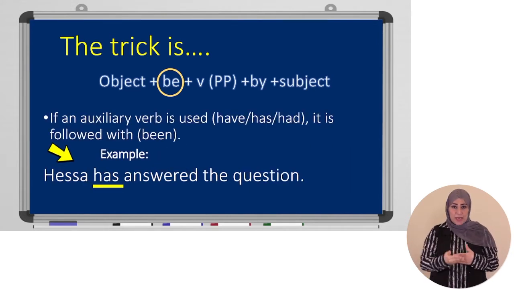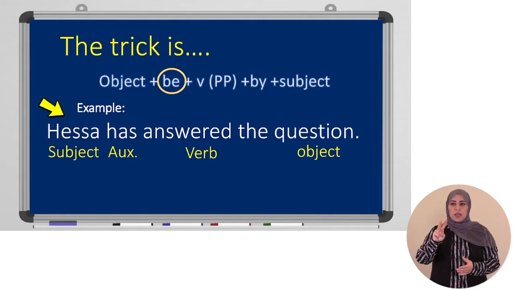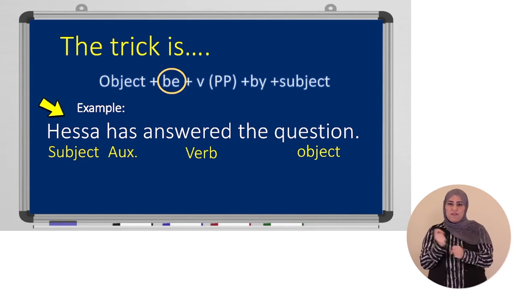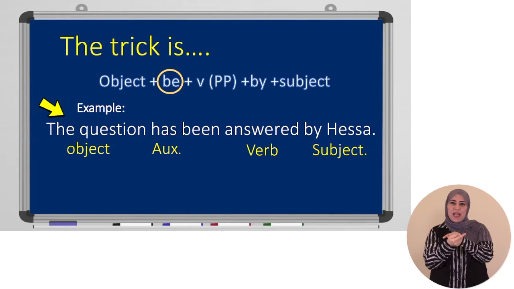Let's look at an example. Hilsa has answered the question. Breaking it down, Hilsa is our subject, has is our auxiliary verb, answered is the verb, and the object is what? The question. We rearrange it to fill in our equation, and we start with the question.